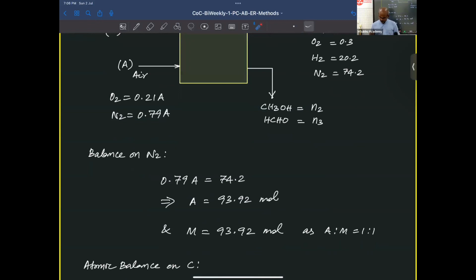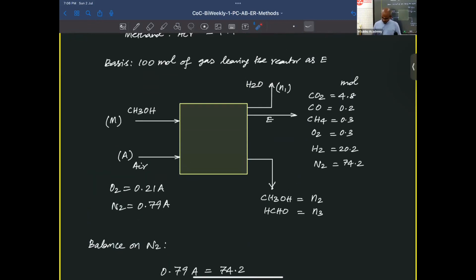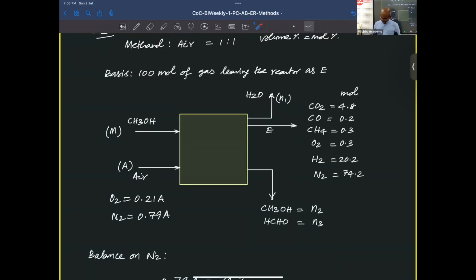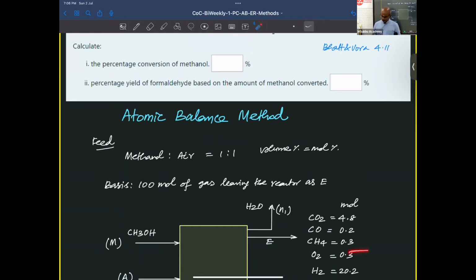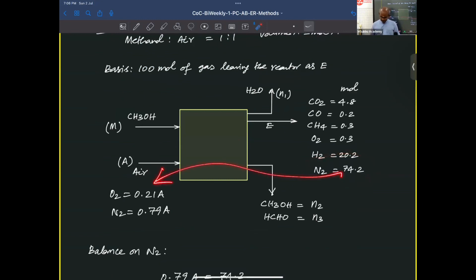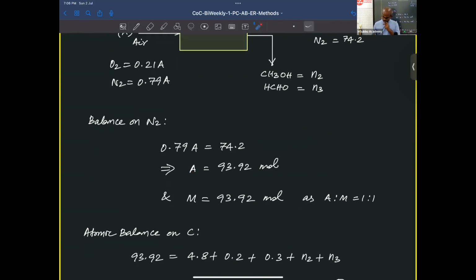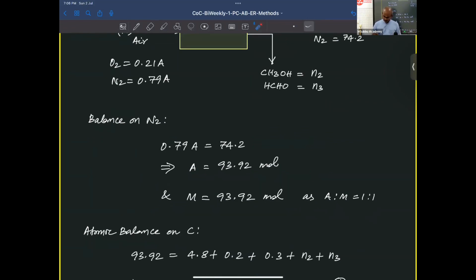So now let us start with the simplest data available. The nitrogen balance is the easiest one because nitrogen entering is nitrogen leaving. Nitrogen in the product we have. So simply from that we can get to know the nitrogen in the feed. There is nitrogen in the air, and from that we can easily get the methanol in the feed. So this is an easy starting point. Now we are going to make the atomic balance. Of course, you can also write a molecular balance because N2 is not at all getting reacted. So you can write atomic balance or molecular balance.